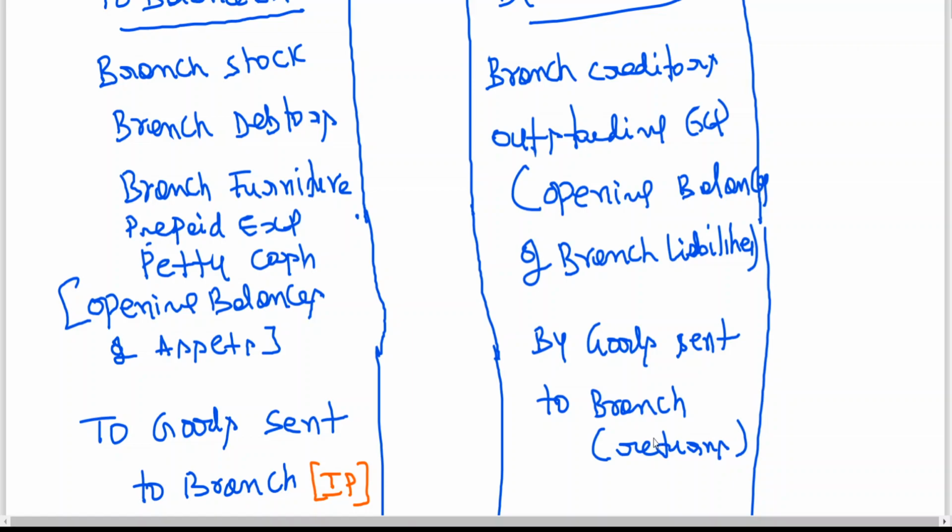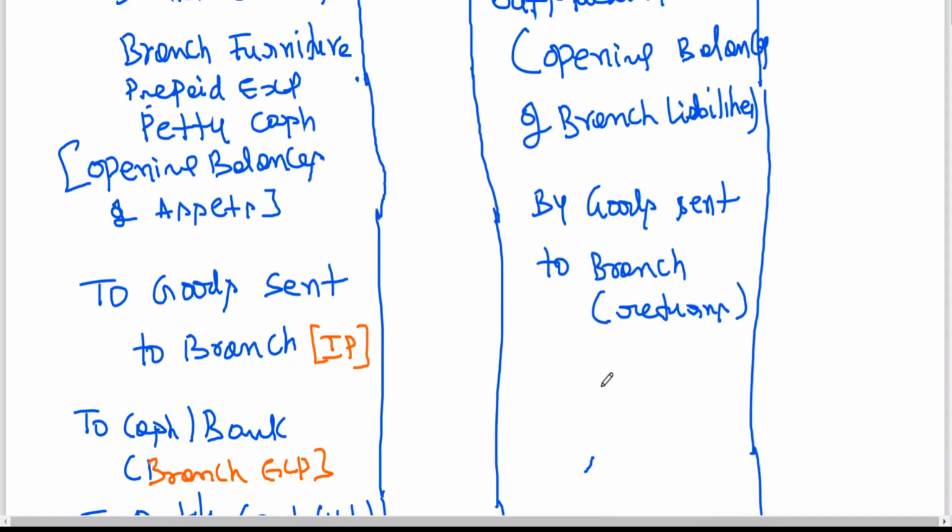Returns by branch. Generally in this method, goods are sent by head office and expenses related to the branch are paid by head office. Only for petty expenses, the branch will have some money with them. It is just like petty cash. You learned petty cash in the three-column cash book chapter.